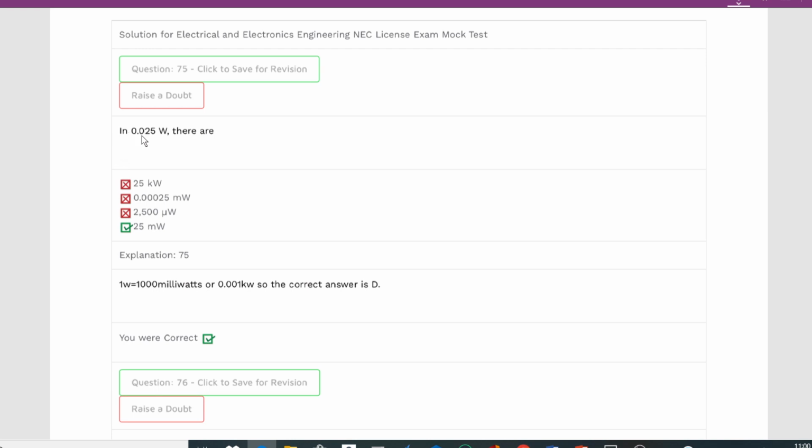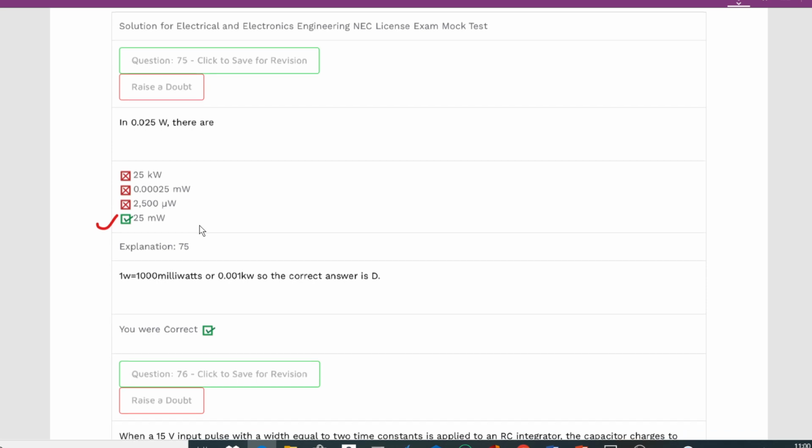And in 0.025 watt there are 25 kilowatt, 0.00025 milliwatt, 2500 microwatt and 25 milliwatt. So in 0.025 watt, option D is correct here.